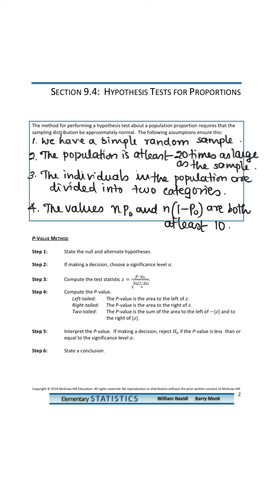We can either use the p-value method or the critical value method to perform a hypothesis test for a population proportion. So let's look at the p-value method first. This is the procedure for the p-value method. Step 1, state the null and alternate hypothesis. Choose a significant level alpha, compute the test statistic, compute the p-value. If the p-value is less than or equal to the significant level, reject the null hypothesis and state a conclusion.